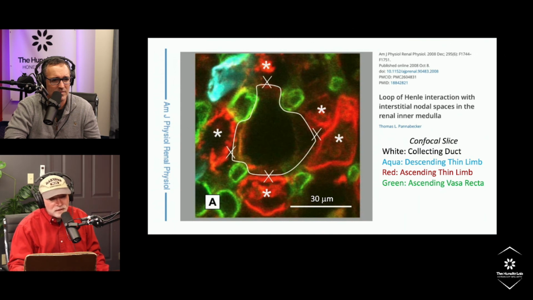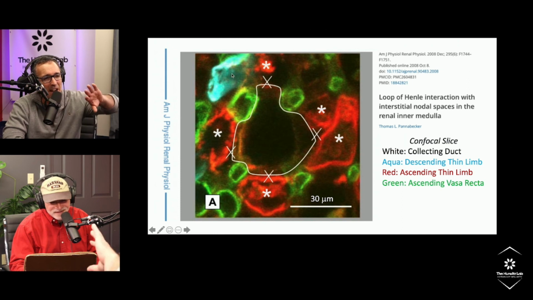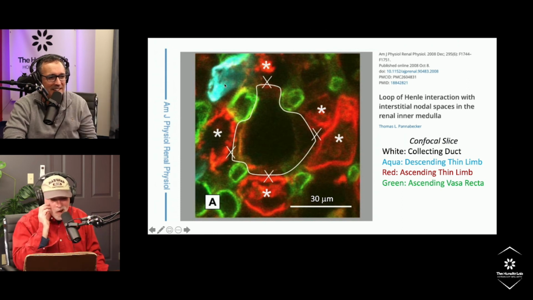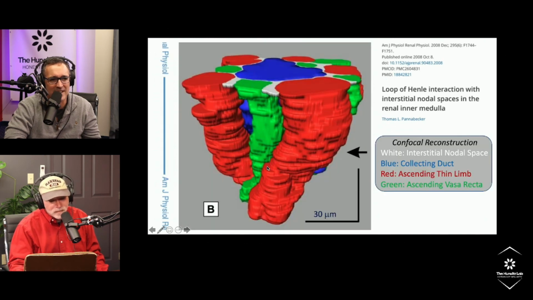Here's the confocal reconstruct, or the confocal slice that shows essentially the same thing. Except this one is nice because it does show the collecting duct surrounded by all the ascending pieces, the ascending vasa recta, the ascending thin limb, but then you have the descending thin limb kind of like one space away. It's not the immediate neighbor. And so again, it slices like this, the 30 micron scale bar, and you then reconstruct to make that. That is a great picture.